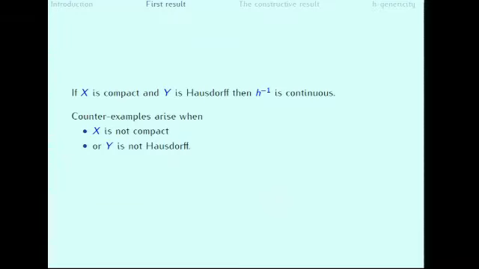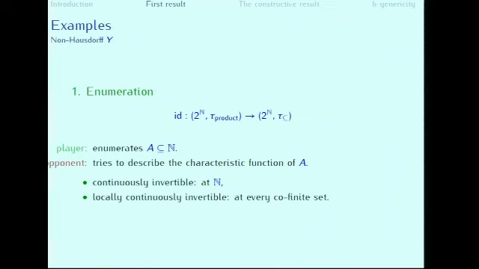Okay, so when X is compact and Y is Hausdorff, and h is continuous and 1-to-1, then its inverse is always continuous. So in this case, nothing interesting happens. We have to remove one of these two assumptions to get interesting examples. We first consider the case where Y is not Hausdorff. You consider the identity from Cantor space to Cantor space, but the topology at the beginning is the usual topology, and at the end it's this subset topology.